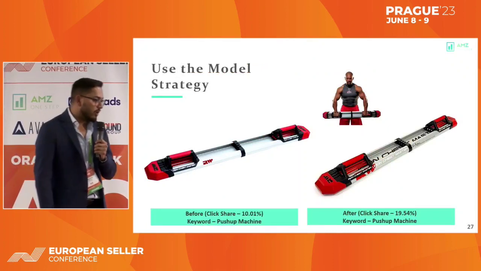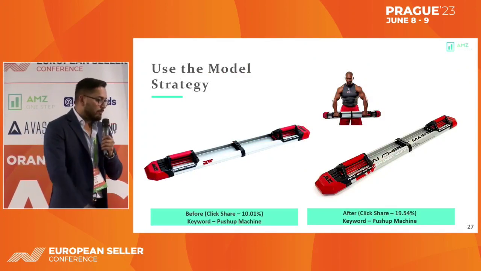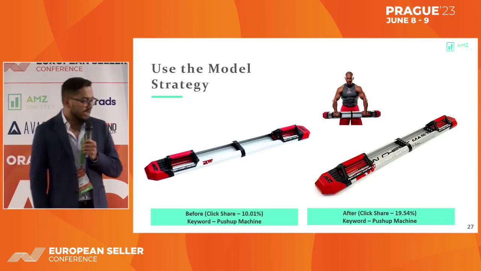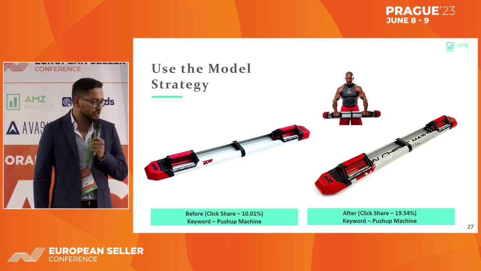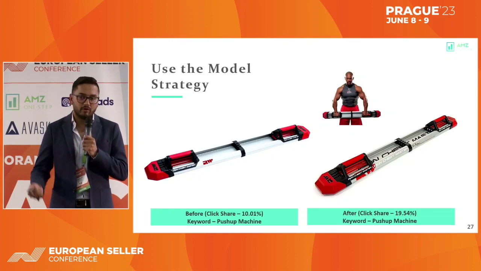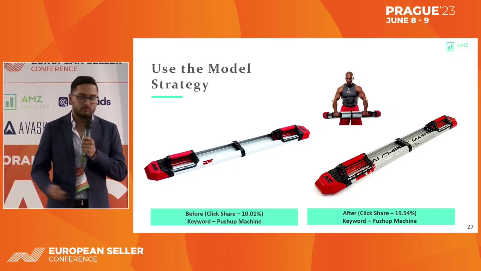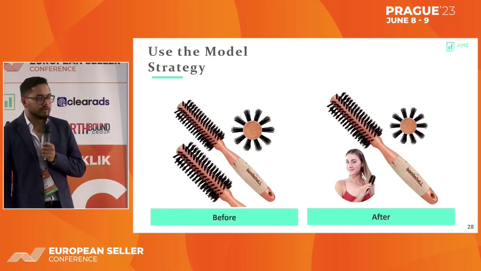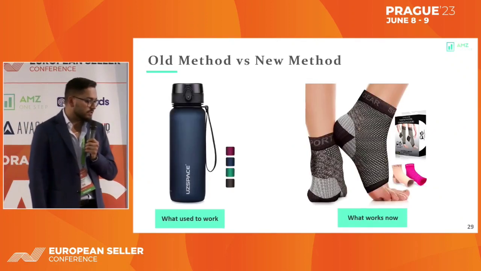Moving on, using the model strategy, keyword push-up machine. When we added the model, he's actually the owner, Ron Williams. He's, I think, 7 times Mr. Universe champion. So we added his picture. He's the brand owner, and the click share was doubled. Okay, this is one example of using the model strategy for simpler products.